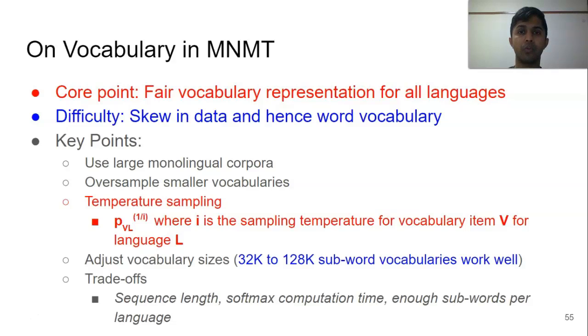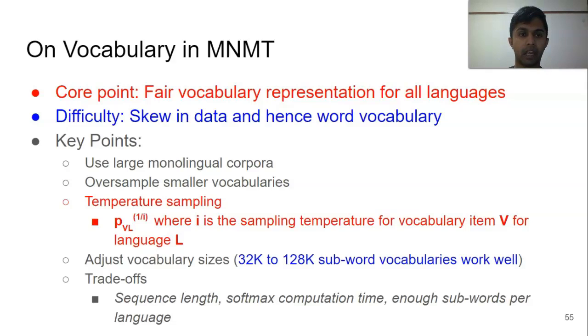There are some ways in which we can enhance the vocabulary for resource-poor languages. In particular, we can use large monolingual corpora. Additionally, we can oversample the vocabularies of the smaller corpora. But naively oversampling the vocabularies of smaller corpora and the languages associated with them will not be the best possible solution. There is a recent proposed work on temperature-based vocabulary sampling, where if P is the probability of sampling a particular vocabulary item for a language L, then we will change the probability of sampling by raising P to the power of 1 by T, where T is the sampling temperature.